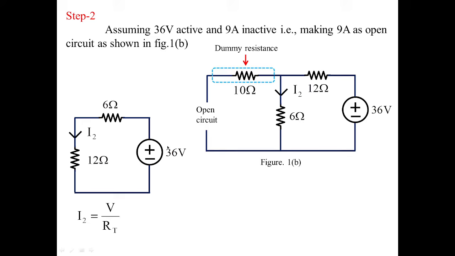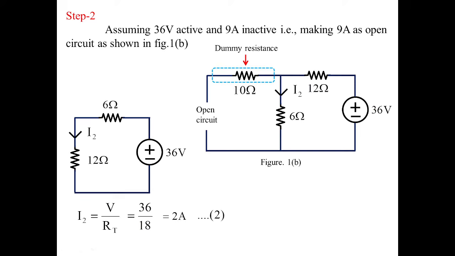I2 is equal to total voltage by total resistance. So 36 by 18, as 6 plus 12 will be 18. So this will give you the answer as 2 amperes. So whether we are employing 36 volts, we got the current in 6 ohms as 2 amperes. Whether it is in 12 ohms or 6 ohms, the same current. So we take the result as 2.